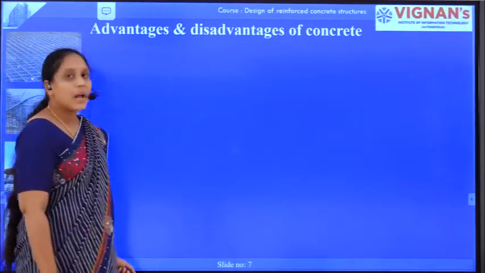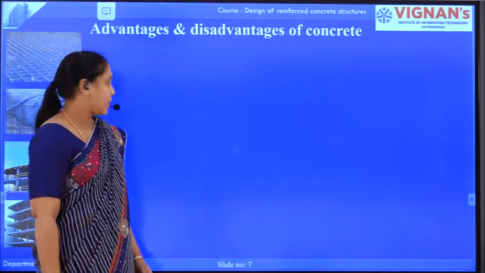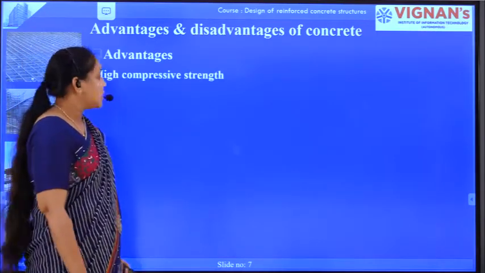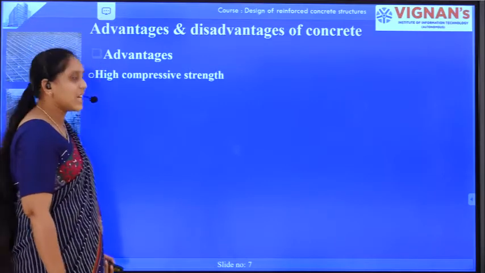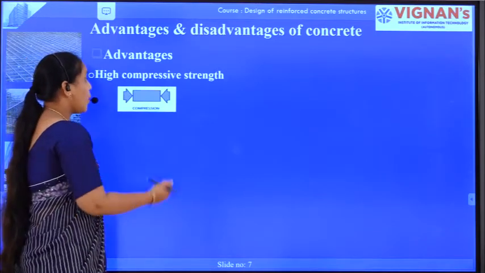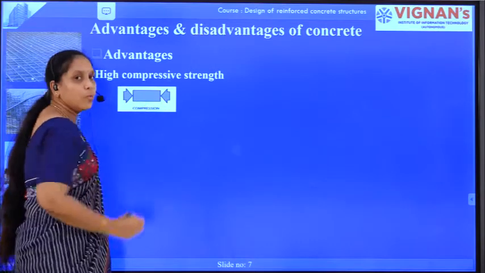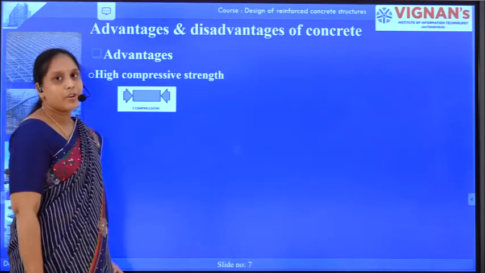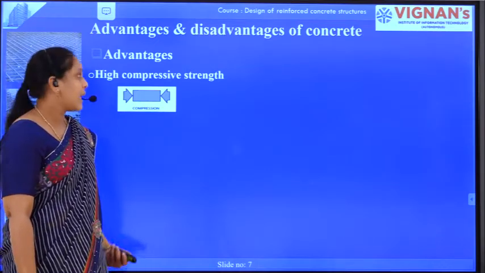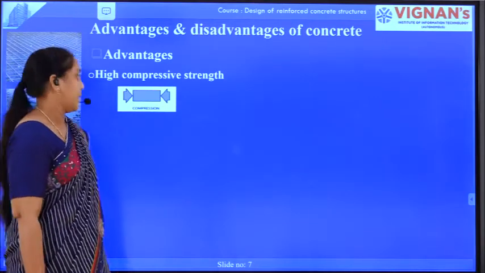Now let us see the advantages and disadvantages of concrete. What are the advantages of concrete? The first advantage is that concrete has very high compressive strength. That is, when compressive forces are applied on the concrete cube, the resistance offered by concrete is very high. That is the reason why it is an advantage.